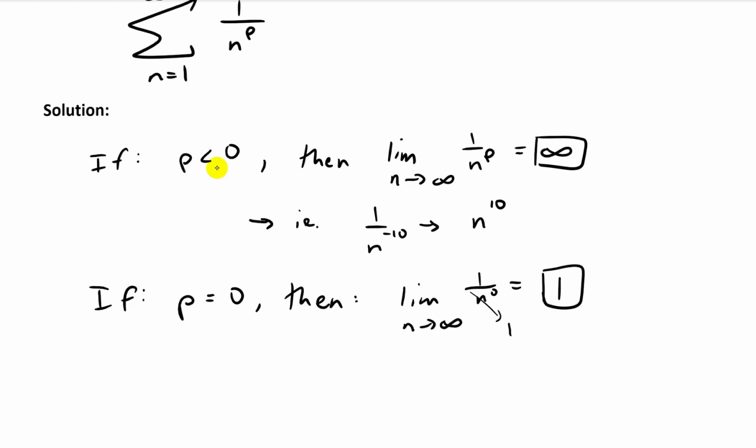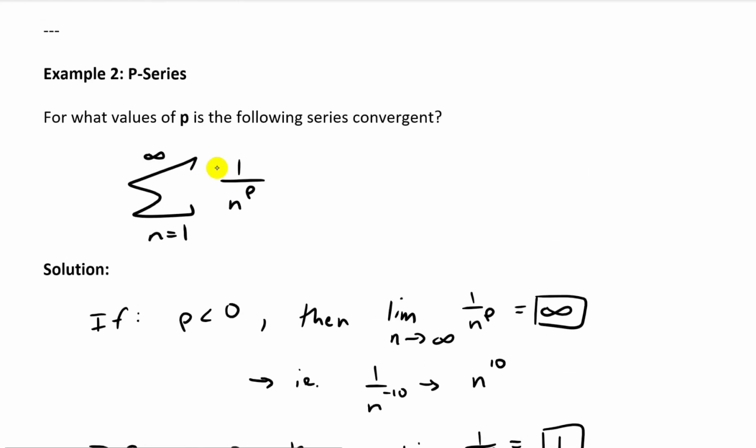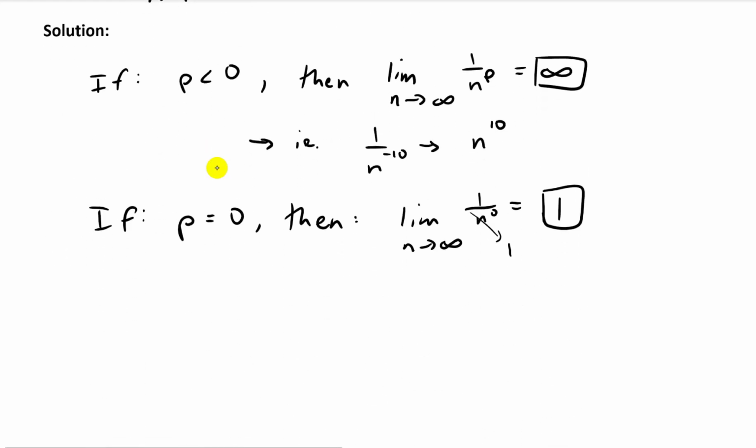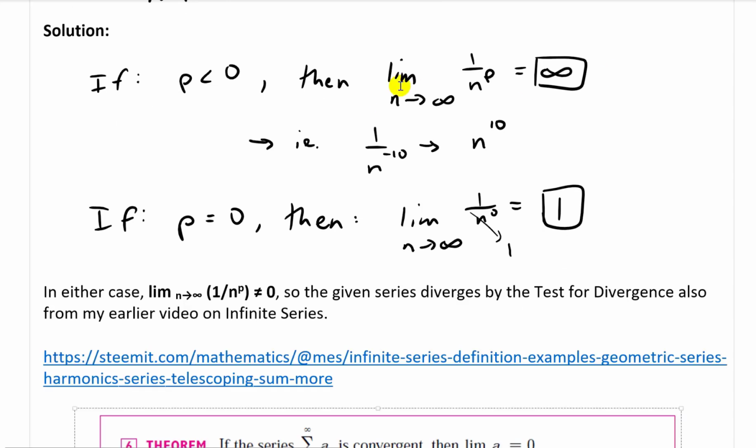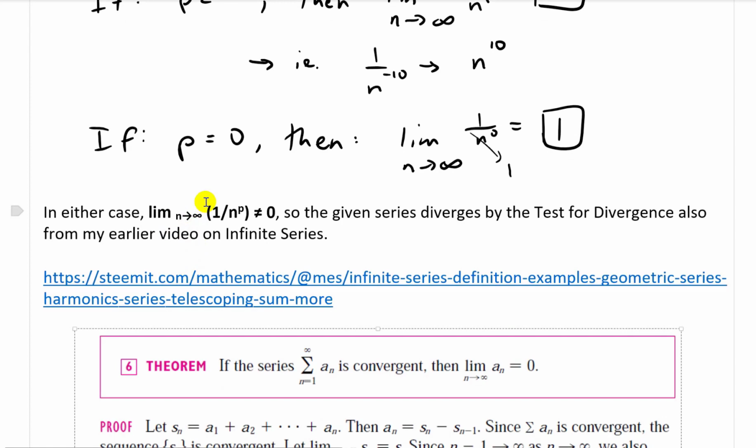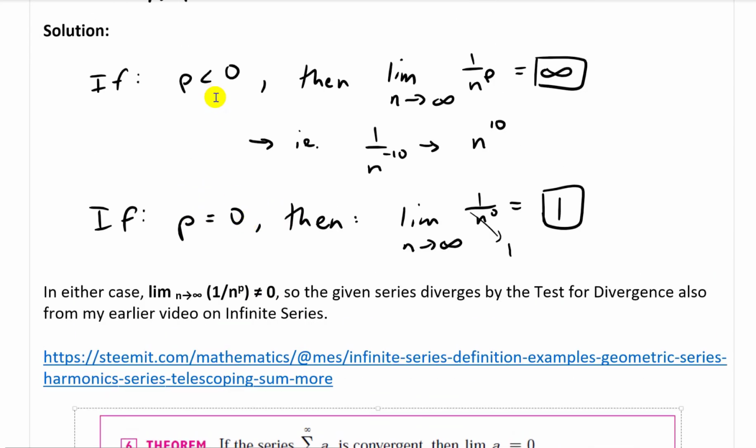So all the terms are 1, and you're summing 1, 1, 1, 1, 1, so those are going to be divergent as well. So in either case, the limit as n approaches infinity of 1 over n to the power of p is not equal to 0 when p is equal to 0 or p is less than 0.